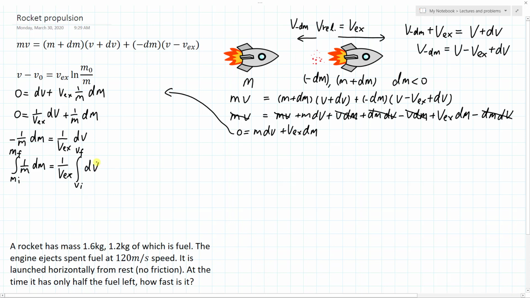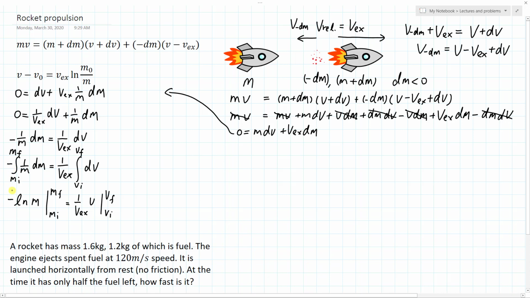Alright, so integrating 1 over m gets you a natural log of m. So natural log of m evaluated between mi and mf. And then integrating a constant 1 gets you a v. So 1 over v exhaust, v from initial to final. Okay, I realize I had lost the negative sign since here, right? I should bring them down.